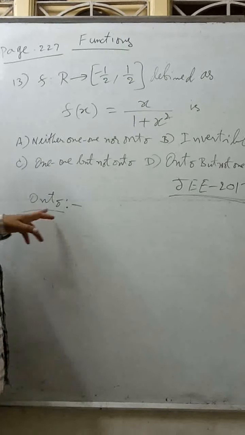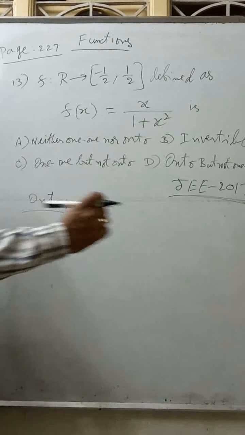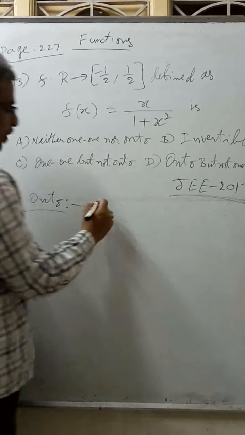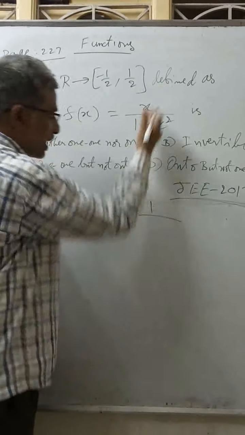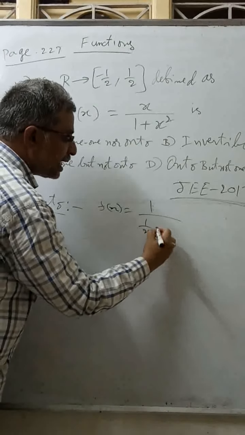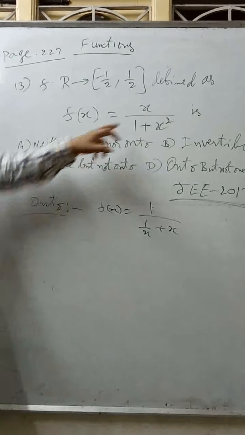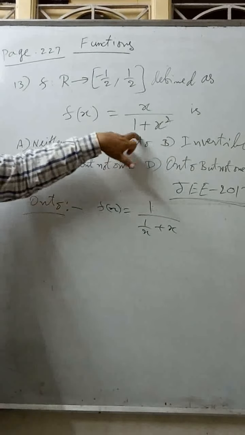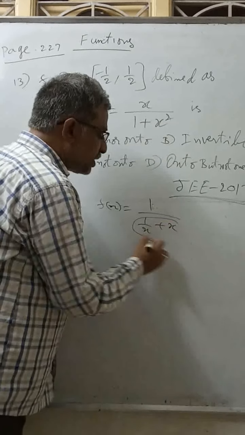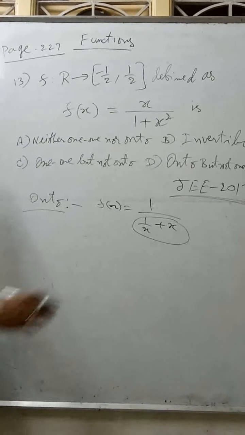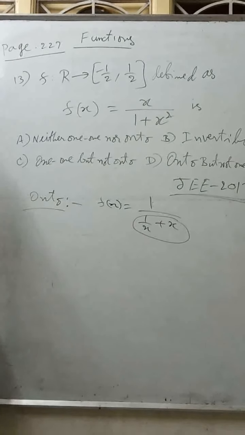So we need to check whether the function is onto or not. For this, write the function like this: f of x equals, if I bring x squared down, 1 by x plus x square by x, which I am writing as x. Now I can find the range of this using AM and GM.